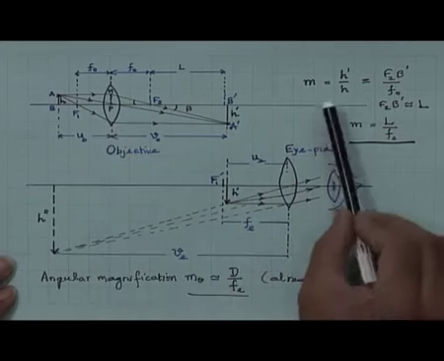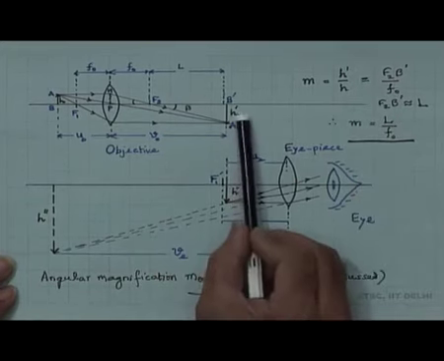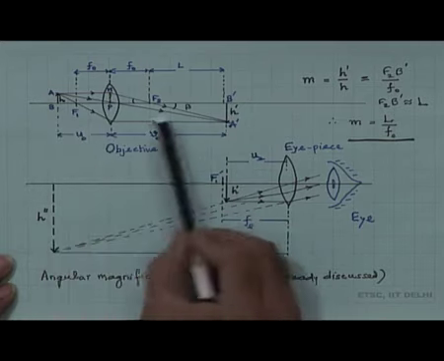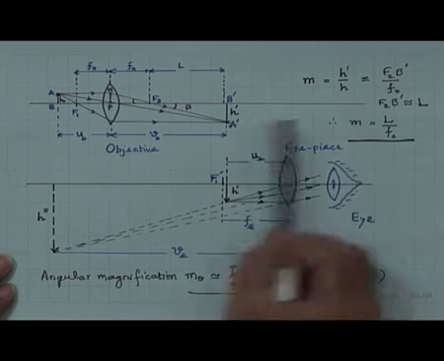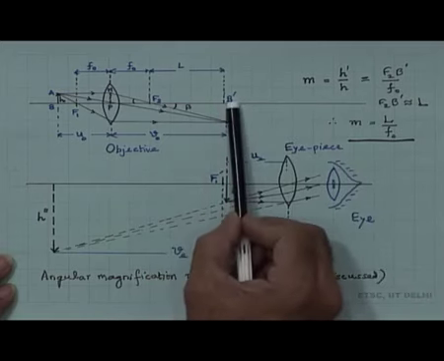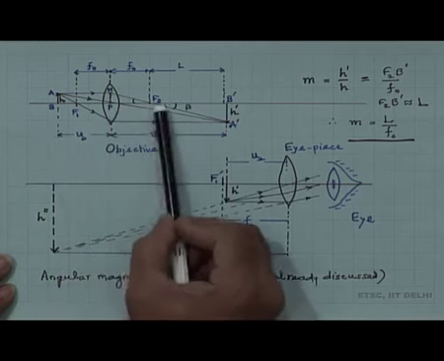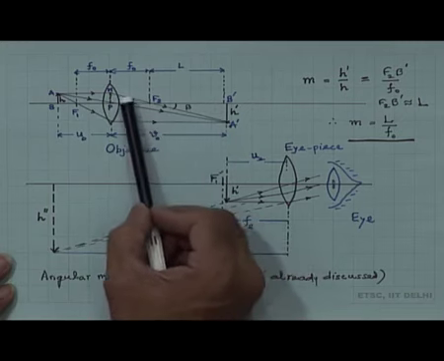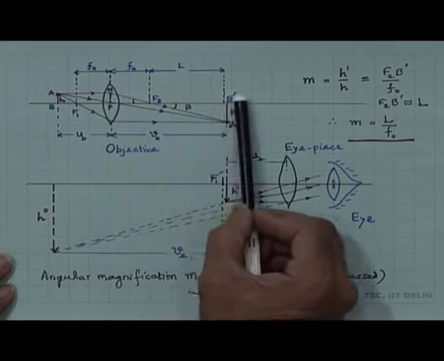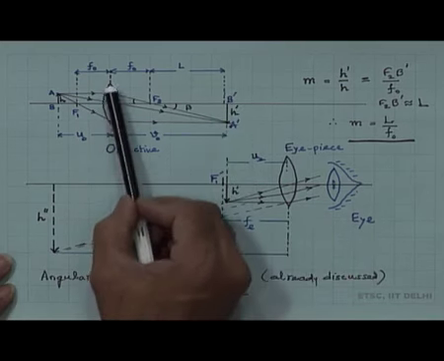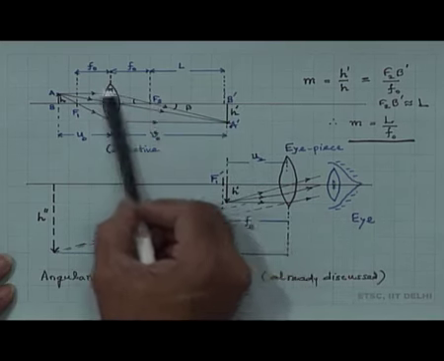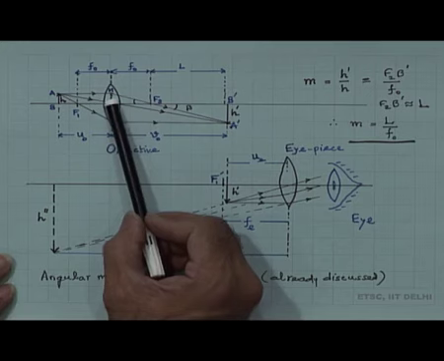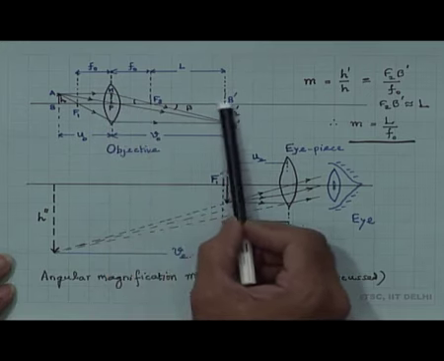The magnification here is m equal to h' by h, which is a'b' divided by ab, and we can show that h' by h is equal to f_2 b' divided by p times f_2, because these are similar triangles: triangle f_2 b' a' and triangle m p f_2 are similar triangles. Therefore, h' by h, that is this by this, is equal to this distance divided by this distance.